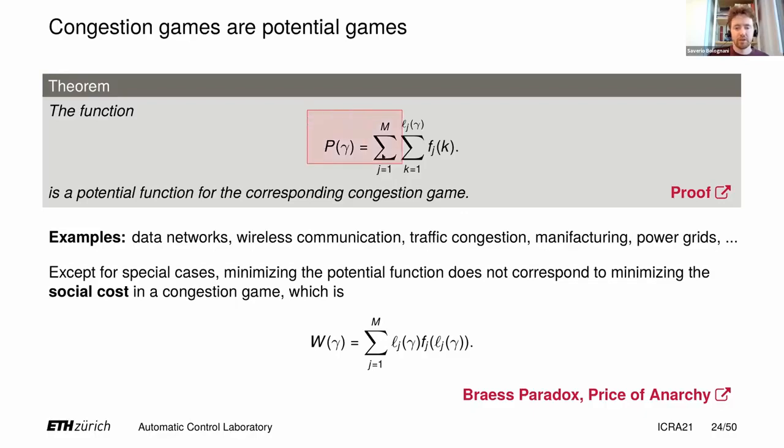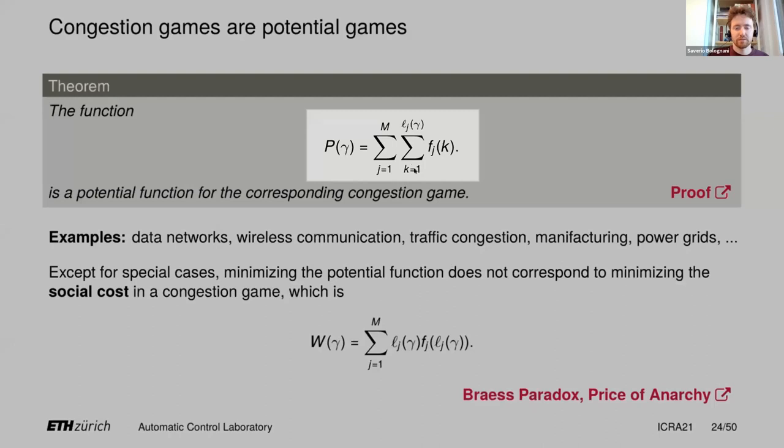Notice one thing, if you look at this cost, even if you don't need to parse exactly what's in this potential function, one thing that is important that is different from the social cost. The social cost would be the sum of how much time people are spending on a path like fj of lj times all the people on that path. That's different from this potential. I mean, there's no rearranging of the indices here that takes you from P to W.